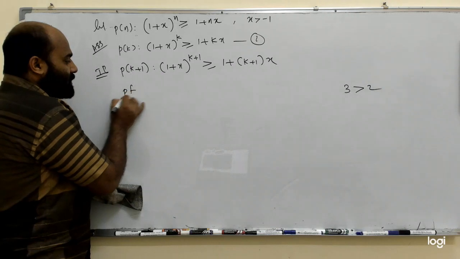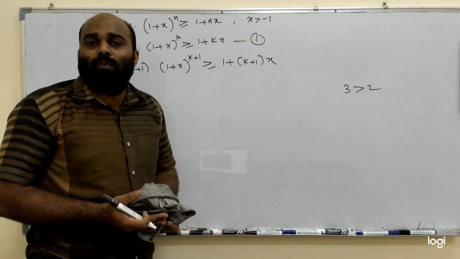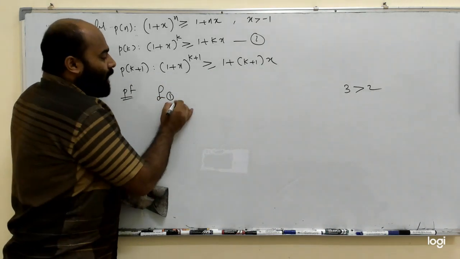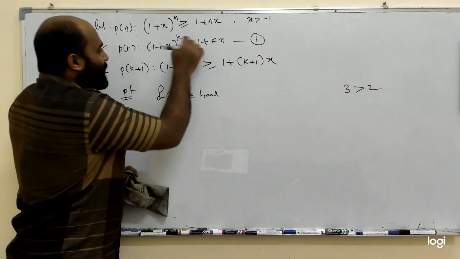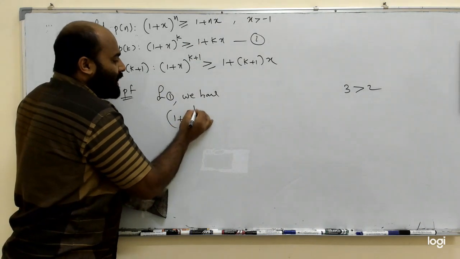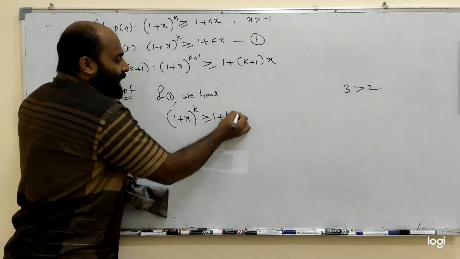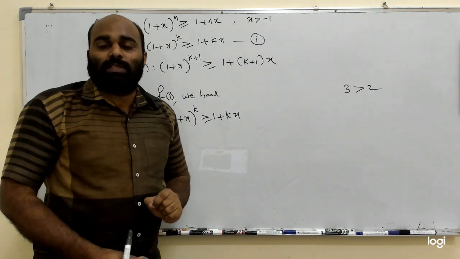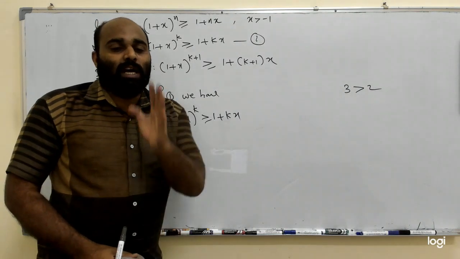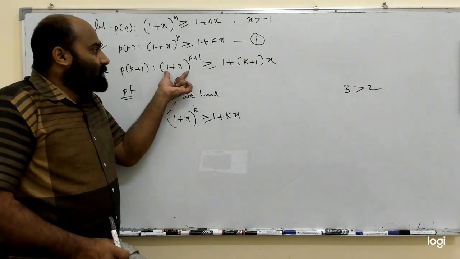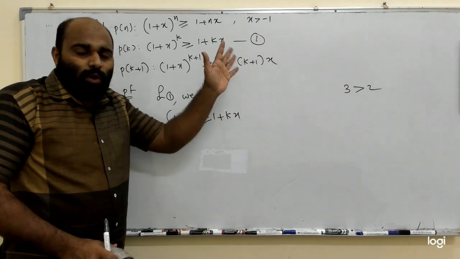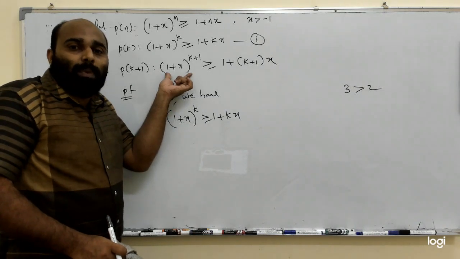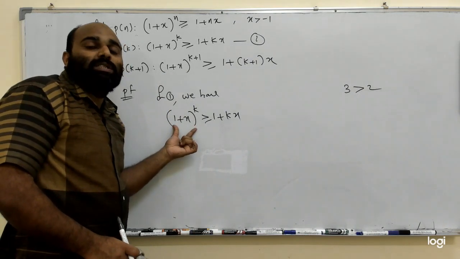How are we proving it? I told you inequality usually we take from equation number 1. From 1 we have (1 plus x) whole raised to k greater than or equal to 1 plus kx. This we have. After that, what do you want to get in the LHS? Please check it. In the left side you want to get (1 plus x) whole raised to k plus 1. The right side you don't need to check, it will come automatically. Here we have only (1 plus x) whole raised to k.